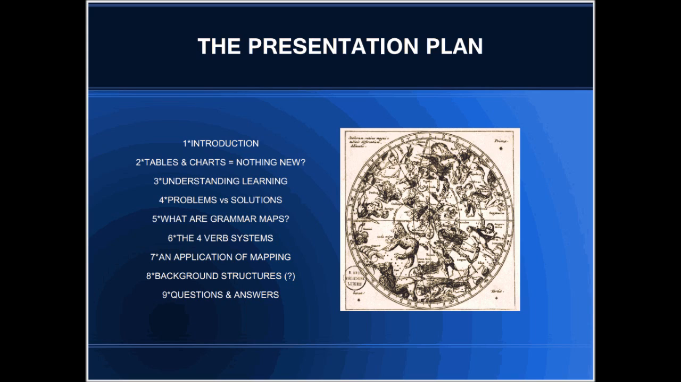Part 5, what are grammar maps, which is basically the same as asking the question what is a map or what does a map do. Part 6, the 4 verb systems. These are the main visual ideas designed to help and develop understanding, where we break the tense systems down. We then have an application of mapping. This is where we will go through practical examples of how to integrate these ideas into the classroom.